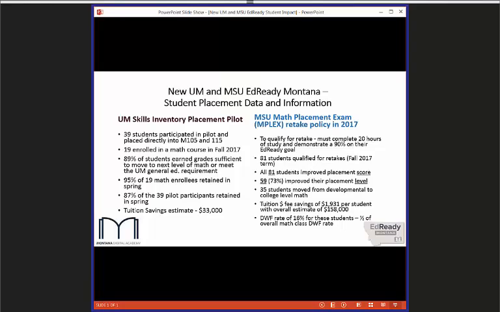Anyway, 35 of those students moved from developmental level math all the way to college math. So they increased by at least one level and went from developmental math, a 0 number that doesn't count for college credit, up to a 100 level.